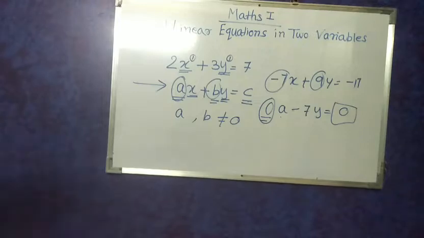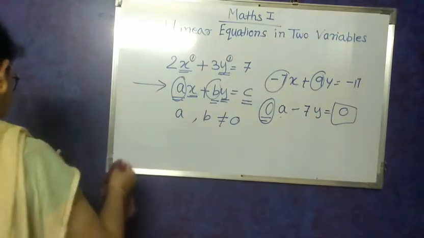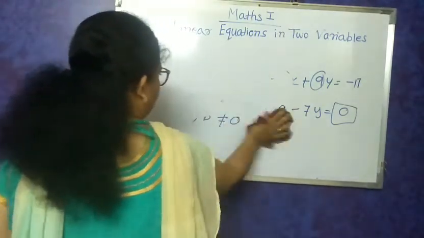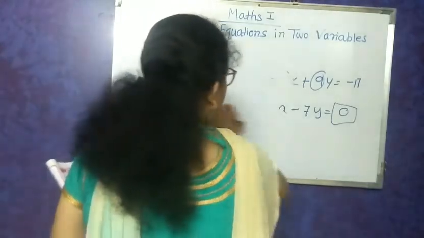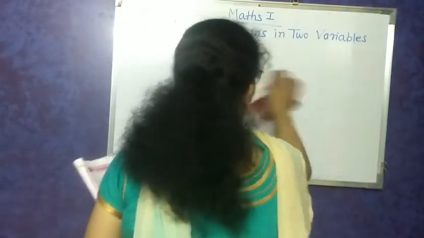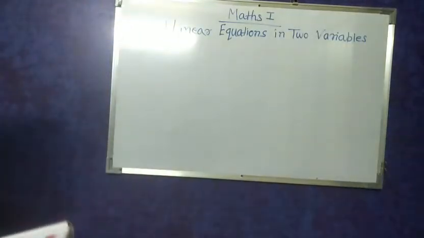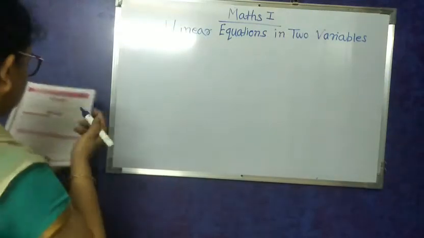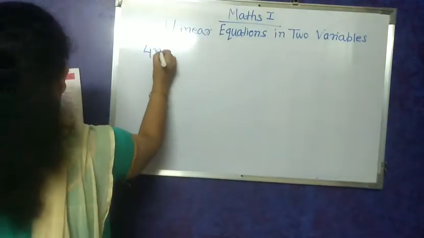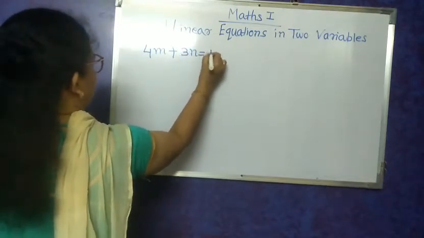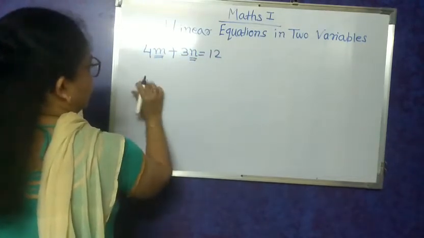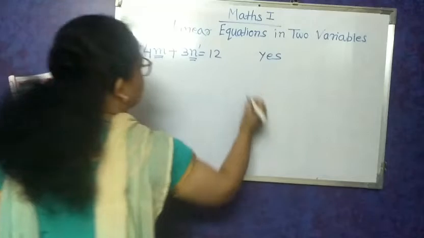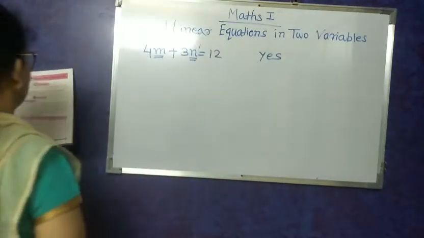So that is called a linear equation. Now on page number 1, one table is given, that is, whether the equation is linear in two variables or not. For whatever variables are there, the index should be 1. Then we can say that it's a linear equation. Now that table you have to complete in your notebook. Okay? So 4m plus 3n is equal to 12. Two variables are there, each variable is having index 1, so we can say, as already given, yes, it's a linear equation with two variables.